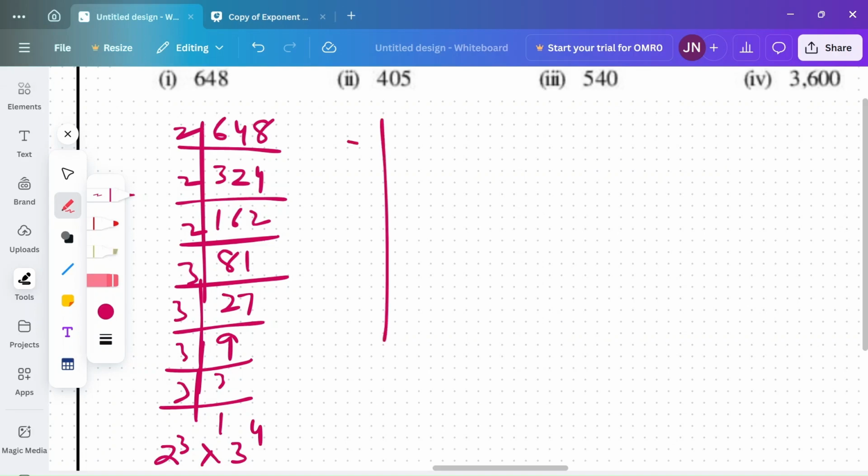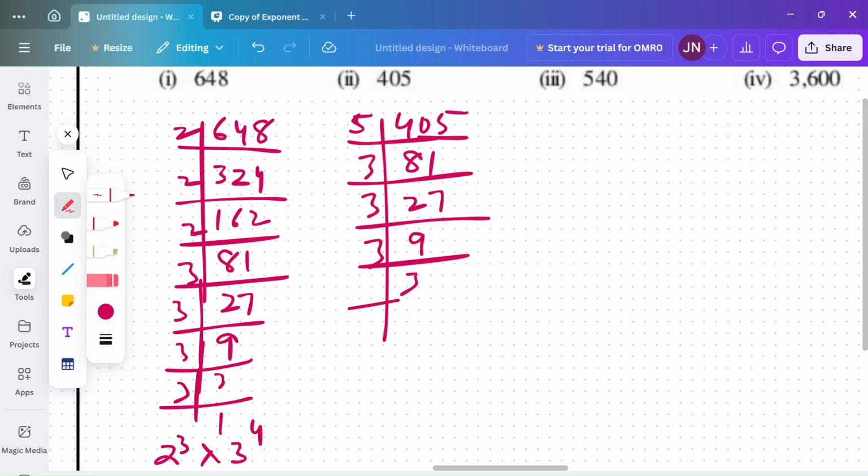Let's see the next one, 405. Now the last digit is 5, so we can divide this by 5. Again, it is the table of 3. You will find this number appearing quite a lot of times when you are doing prime factorization. So 5 times 3 is how many times? 4 times. So you can write it like this.